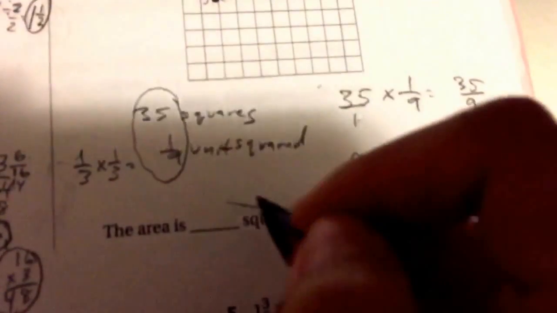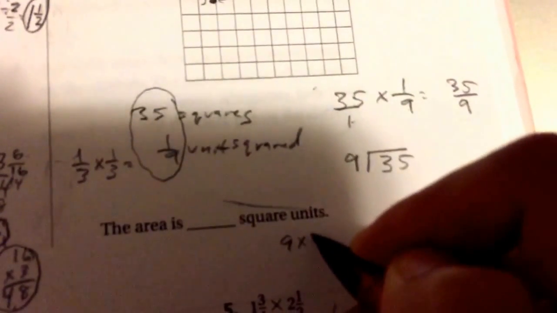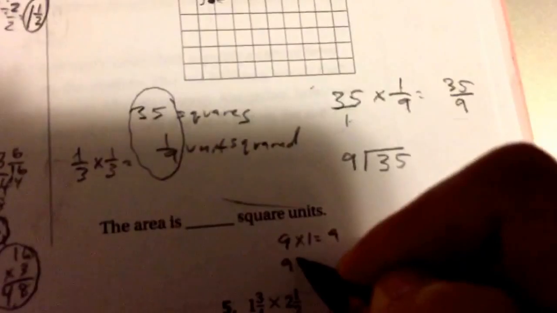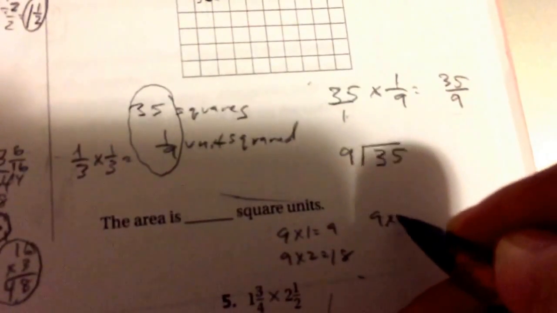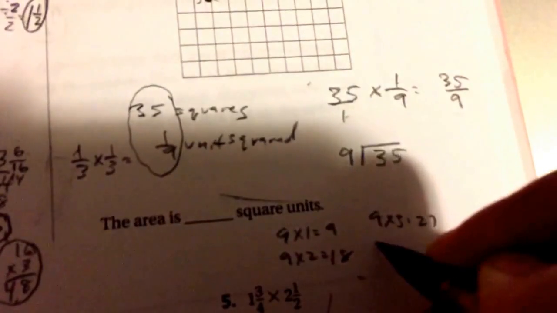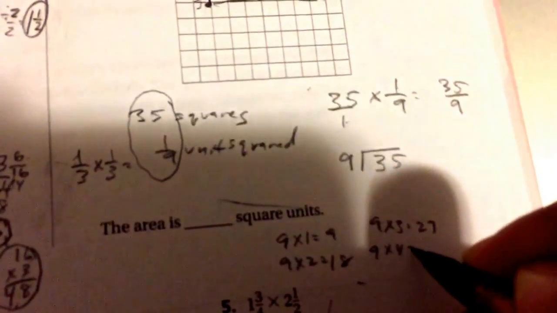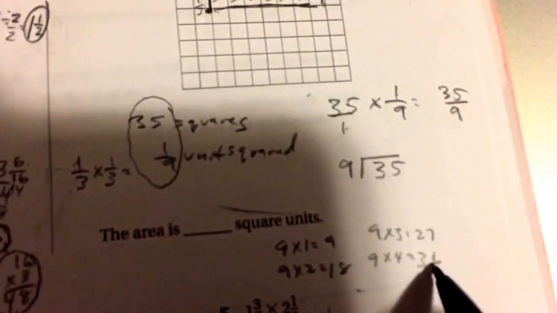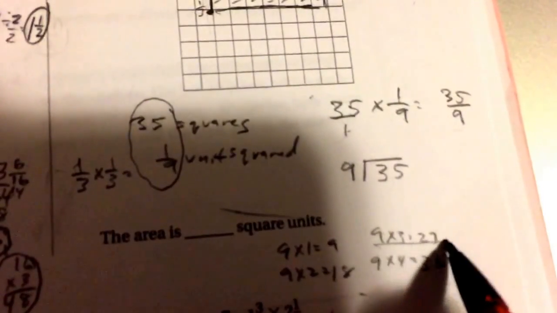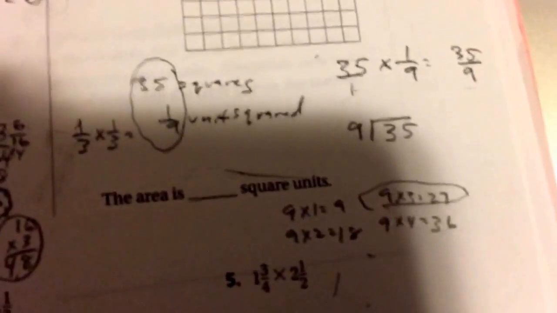If you don't know your 9s, you could list them out. 9 times 1 is 9. 9 times 2 is 18. 9 times 3 is 27. 9 times 4 is 36. You're not allowed to go past 35, so this is too much. You have to use 9 times 3 equals 27.